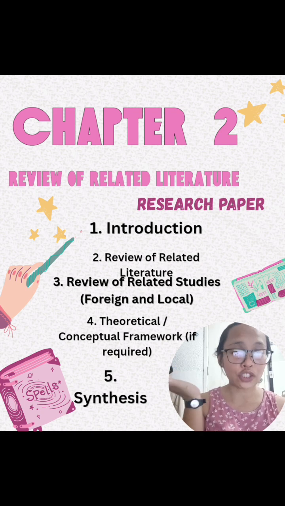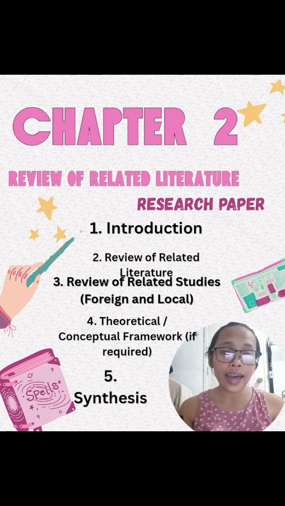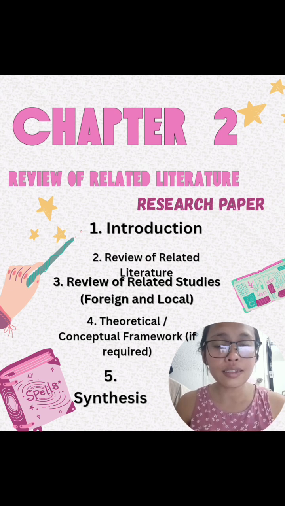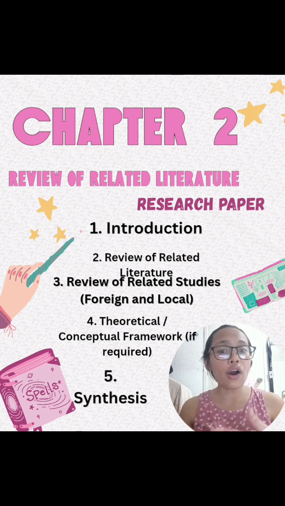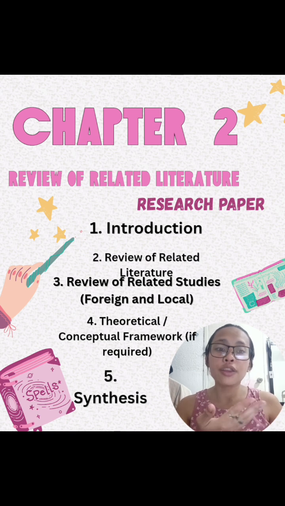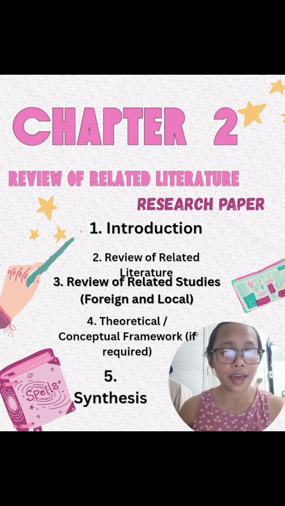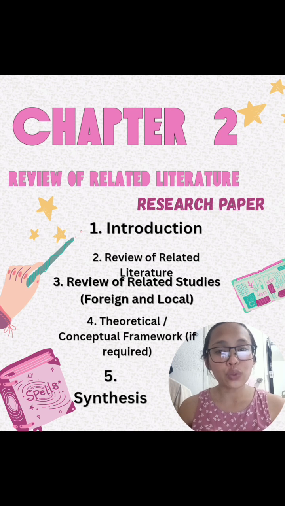First is the introduction. The second is review of related literature, review of related studies, foreign or local, theoretical or conceptual framework if required, and then the synthesis. So those were the steps of how to write chapter 2 of a research paper.